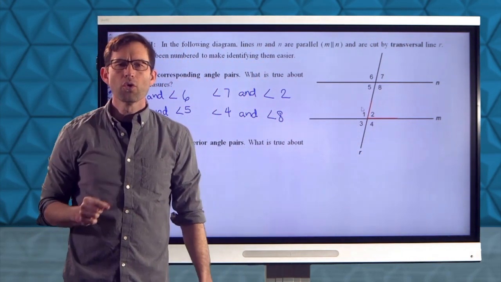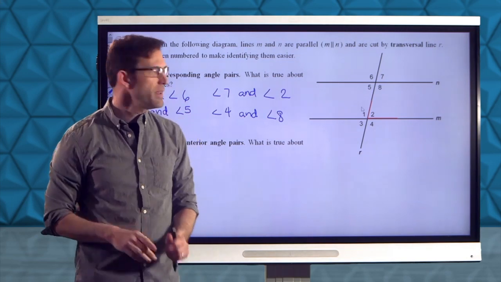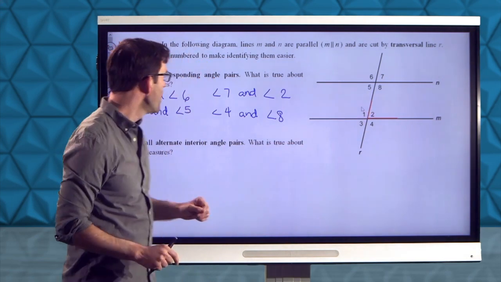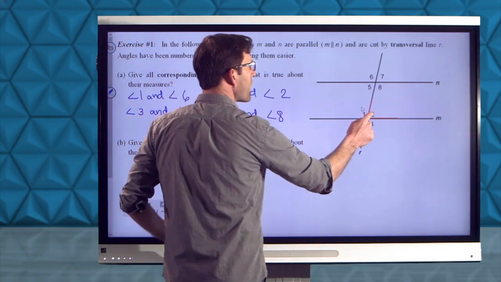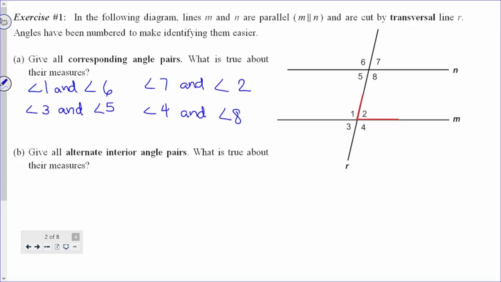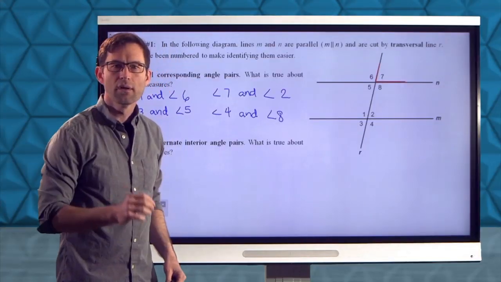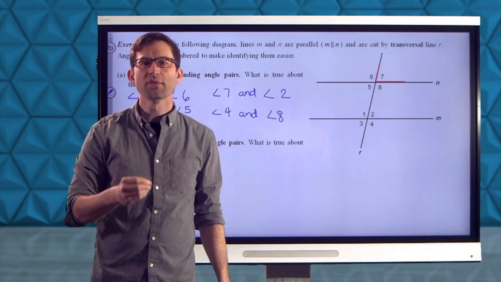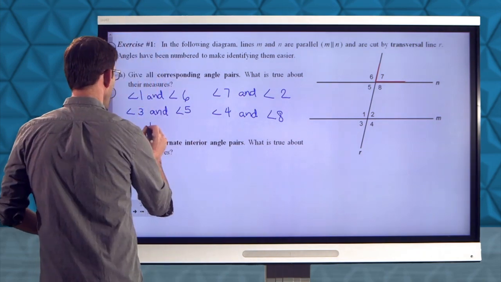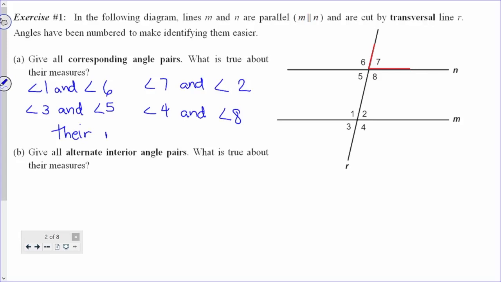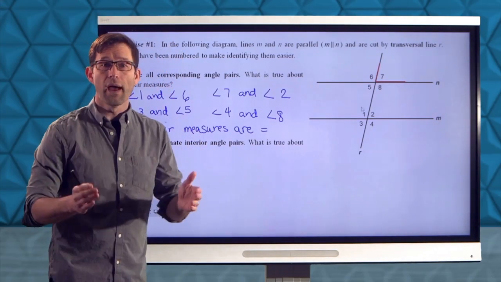Okay. What's true about the measure of corresponding angles? Well, let's just take a look at angle 2. Remember, angle 2 corresponds to angle 7. And watch what happens when I move angle 2, right? Here's the size of that angle. When I move it up to the 7 position, those two angles coincide, when I translate that angle up, which means their measures are equal. Or you could say that the angles are congruent.